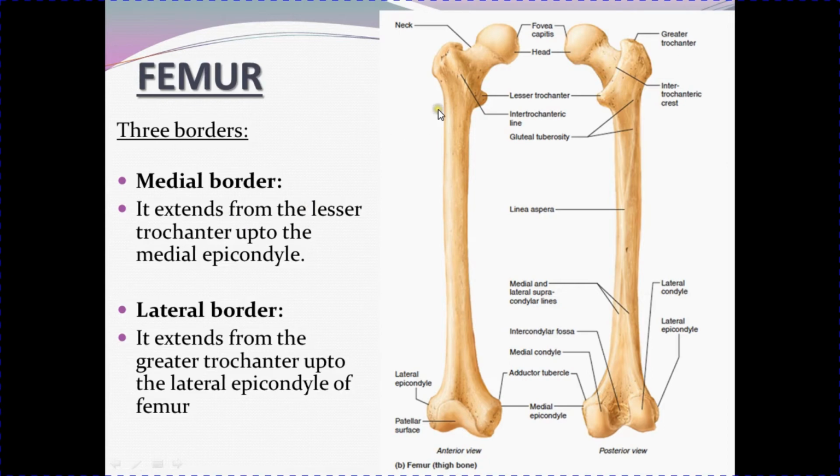In this slide, you can see again the medial border, which is running down from the lesser trochanter up to the medial epicondyle of the femur. As well, you can see the lateral border, which is extending from the greater trochanter down up to the lateral epicondyle of the femur.